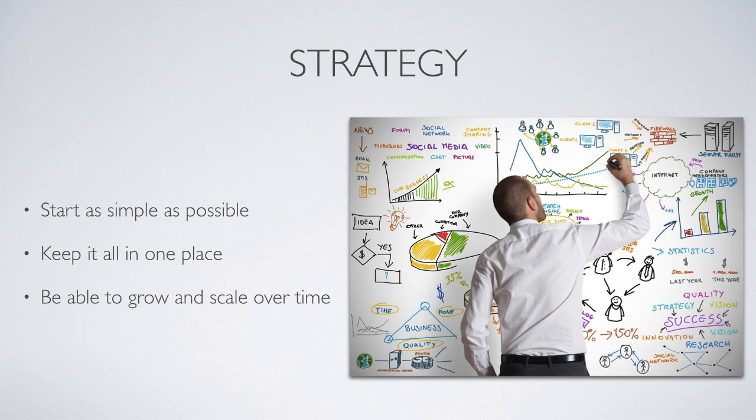What we see time and again is that people go around in circles trying to choose the right technology for their course because they don't really have a framework for how to choose the appropriate solution for their needs. So let's break it down into 3 components of strategy that you can apply to make the right decision. The first would be to start as simple as possible with your online course technology. The second is to keep it all in one place. And the third is to be able to grow and scale your technology or course platform over time. So let's talk about these in a little more depth.